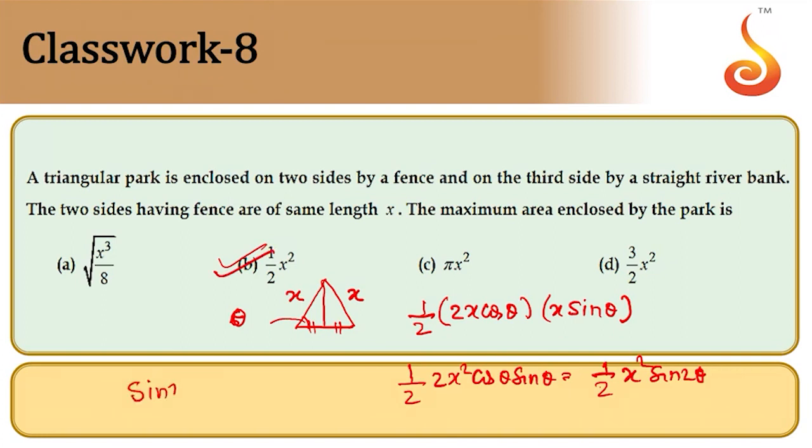The maximum value of sin 2 theta is equal to 1, maximum value. So this will be 1 by 2 x square. This is example 8.